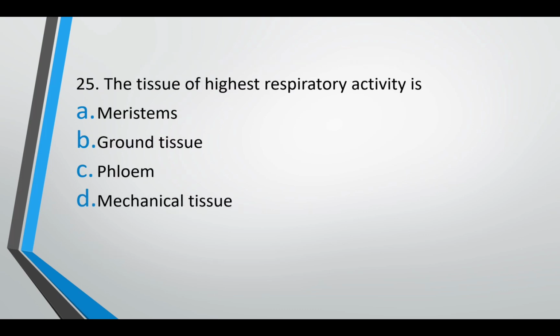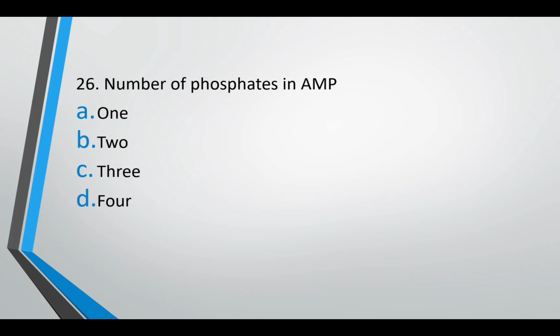The tissue of highest respiratory activity is meristems, ground tissue, phloem, mechanical tissue. Correct answer is option A, meristems. The number of phosphates in AMP is 1, 2, 3 or 4. The correct answer is option A, that is 1. In AMP, M stands for mono, adenosine monophosphate. So 1 phosphate is there.